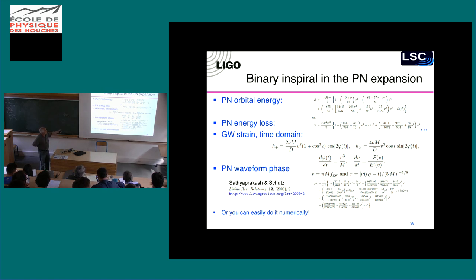So these formulas are just energy and energy loss, and then you can write it in terms of the strain and the phase evolution, or equivalently, you can write it in terms of separation loss, A dot, or period loss, P dot. You can write it in many different ways. They're all saying the same thing.